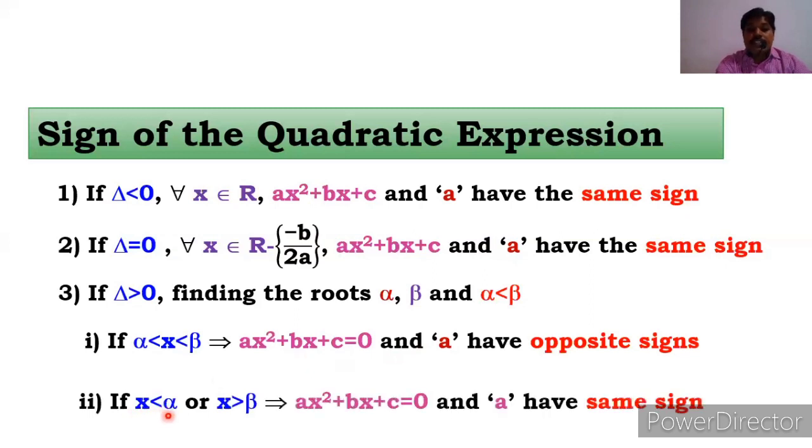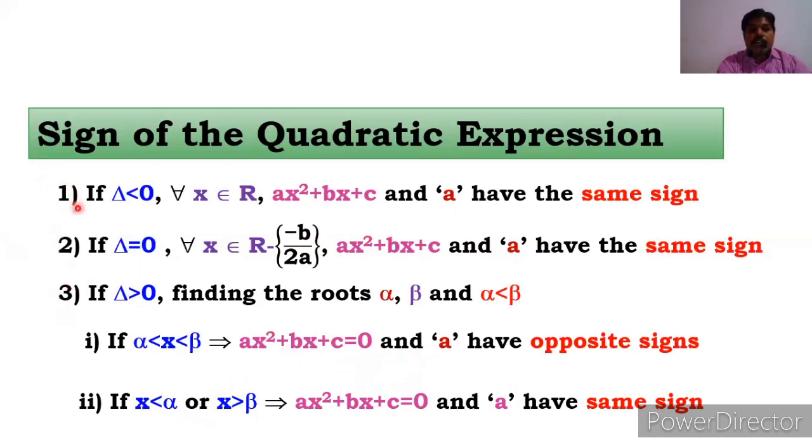If x is less than alpha or x is greater than beta, in this case a and ax square plus bx plus c both have the same sign. That means if a is positive, automatically ax square plus bx plus c is also positive. So you have to see this here, three cases are there.